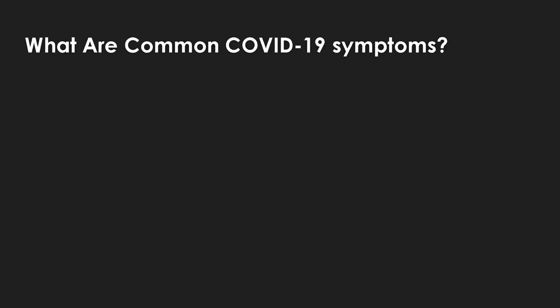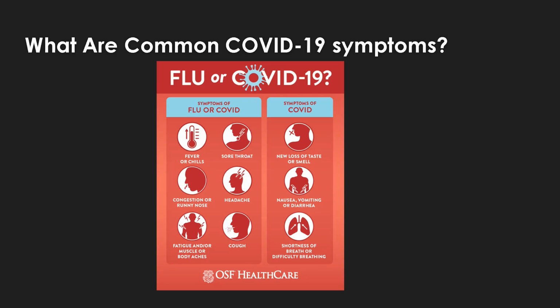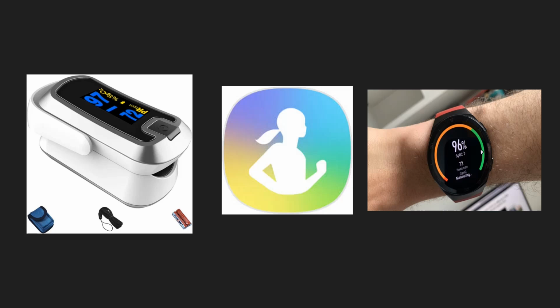Common COVID symptoms are very similar to the flu. You will experience a fever, fatigue, headache, but what differentiates it from a normal flu is the lack of taste and the shortness of breath. Pulse oximeters are available from Amazon to Walmart. They can even be available on your smartphone and wearable devices.